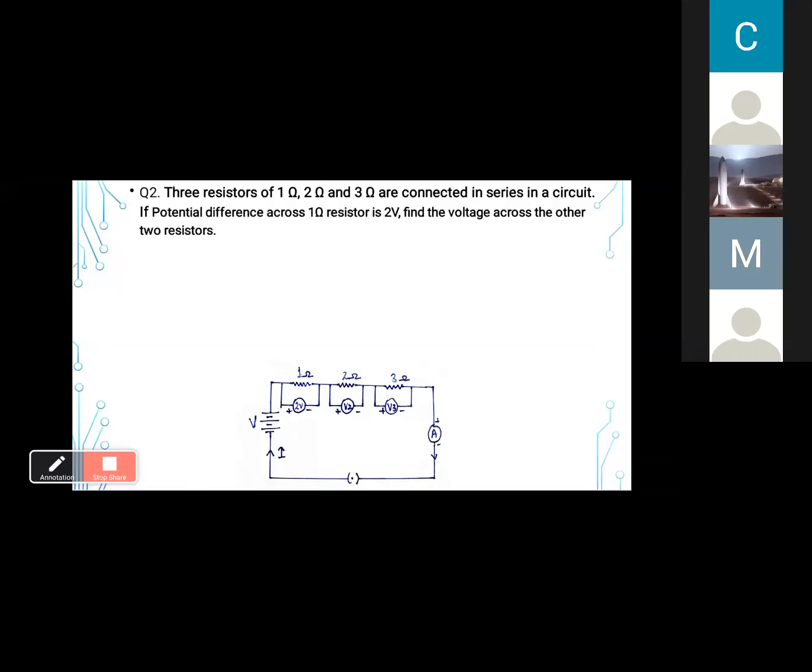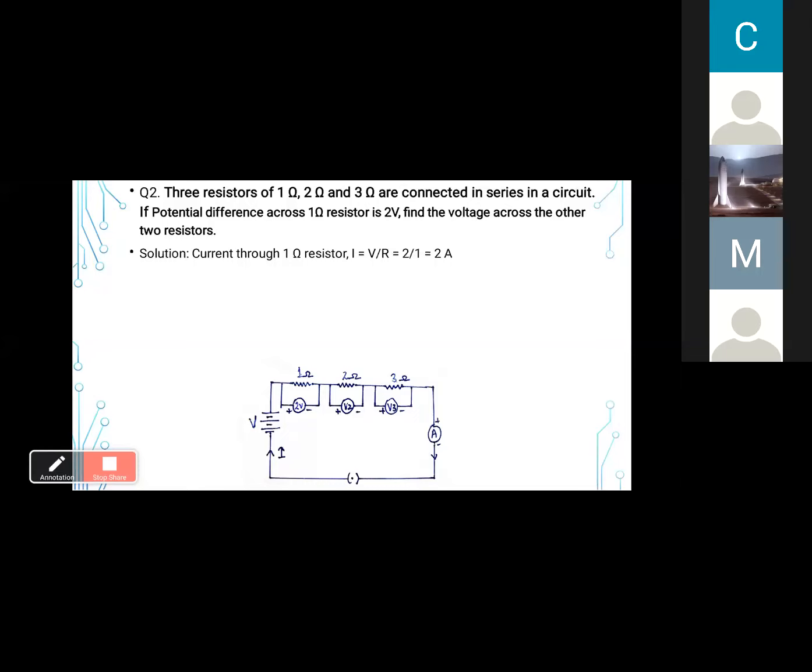So what we know is 2 volts across the 1 ohm resistor, and 1 ohm is the resistance. So for 1 ohm, can I apply Ohm's law in this branch? Yes. The total circuit voltage I don't know, so I cannot apply Ohm's law there. But I know the voltage across the 1 ohm resistor, so there I can apply Ohm's law. So current through the 1 ohm resistor will be how much? I equals V by R. V is how much? 2. And the resistance is 1. So 2 ampere current through the 1 ohm resistor.